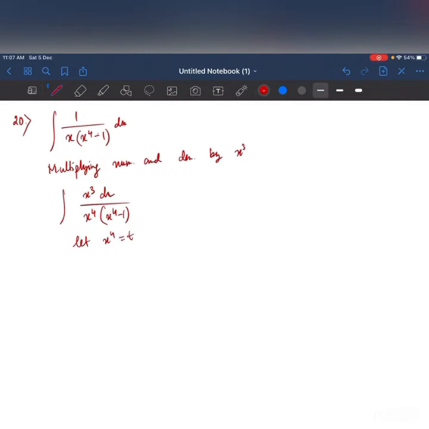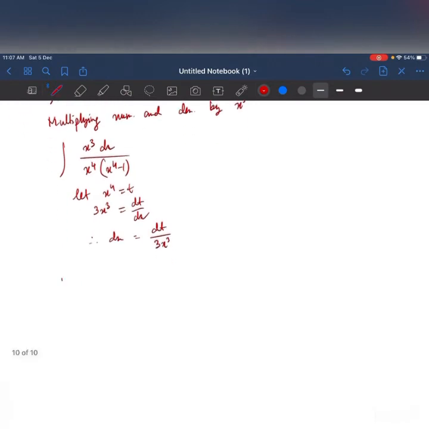So if I write that thing, we have 3x cube is equal to dt/dx. From here let us find dx. Therefore dx is equal to dt by 3x cube. So let's substitute. We have our I is equal to integration of x cube dx divided by t into t minus 1 into dt.